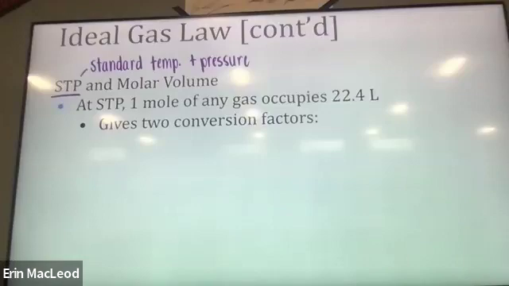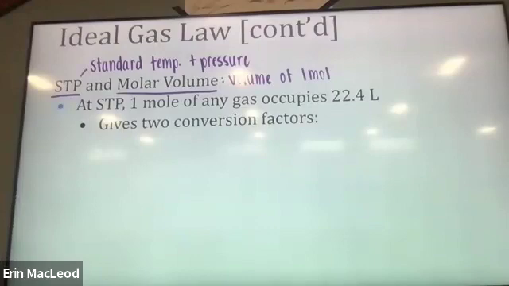So what this is gonna lead us into is that if you are at standard conditions, we have what we call molar volume. And unexcitingly, that is just the volume of one mole. It doesn't matter what gas you have, every single gas, if you are at STP, 1 mole is always gonna occupy 22.4 liters. If you have half a mole, it's gonna occupy 11.2 liters. If you have 2 moles, it's gonna occupy 44.8 liters.